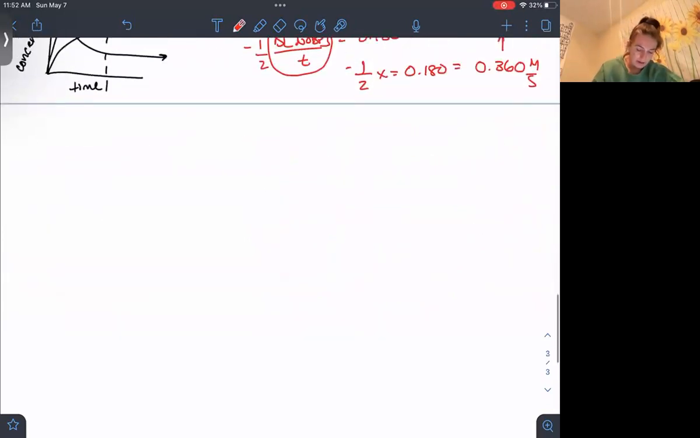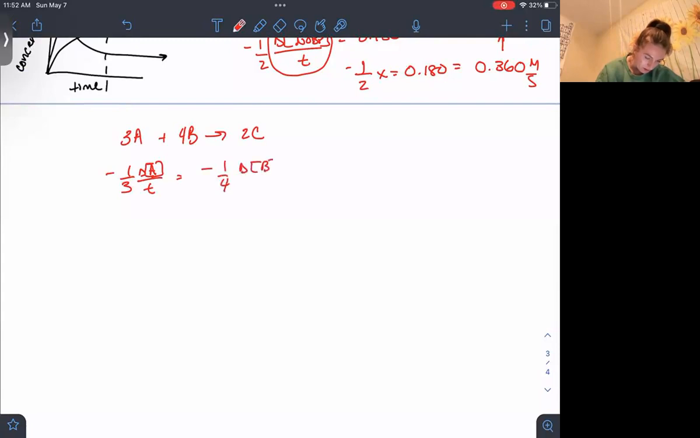So if you had something where it was like 3A plus 4B goes to 2C, it would be 1/3 change in concentration of A over t, which is equal to negative 1/4 change in concentration of B over t, which is equal to 1/2 the change in concentration of C over t. Okay, so it always is that reciprocal of the coefficient in front of your reactant or product.